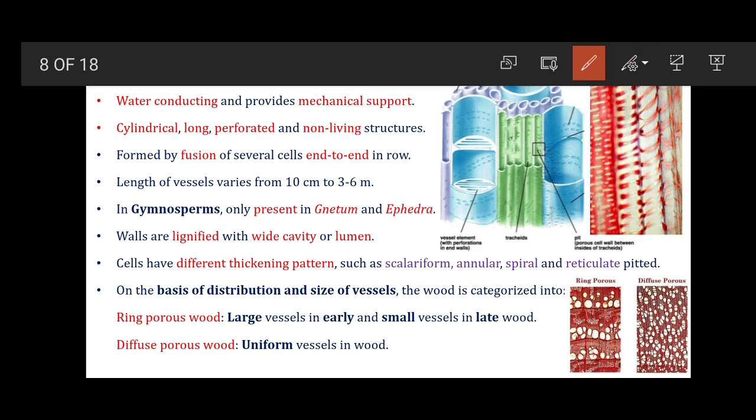Now on the basis of distribution and the size of vessels, the plant wood is categorized into two groups: ring porous or diffuse porous. In ring porous, it contains large vessels formed in early wood and small vessels in late wood. A diffuse porous wood shows uniform vessels.